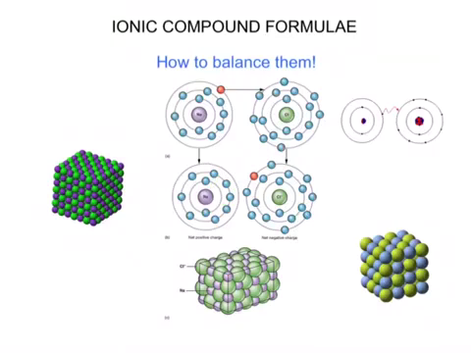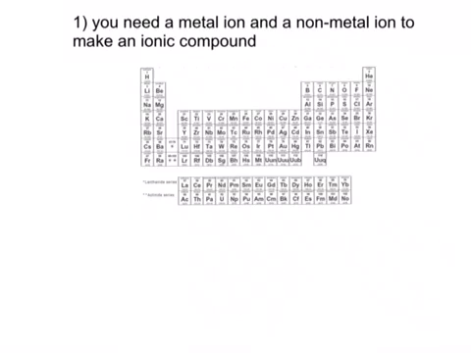Okay, so now we're going to go through how you actually look at these ionic compounds and balance them together. To start, you need to have a metal ion and also a non-metal ion in order to make an ionic compound. And we know that the metal ions are found over on the left side of the periodic table, and the ones that we are most commonly going to be using are these ones over here. So lithium, sodium, potassium, calcium, magnesium, those sorts of metal ions.